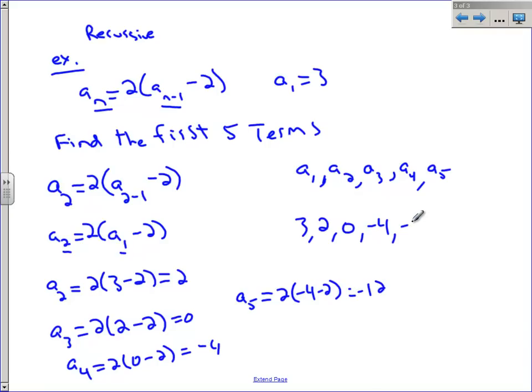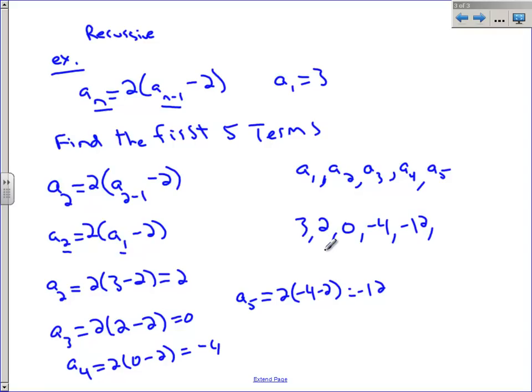So let's see how this was recursively defined. You take the number before, subtract 2, and double it. So the way we get to a sub 2 is we take 3 minus 2, which is 1, and double it. Then the way we get the next term is we do this term minus 2 and double it. This term minus 2 and double it. This is a recursively defined sequence. And notice I could not ask you to find a sub 50 because I would need to know a sub 49 to get that.